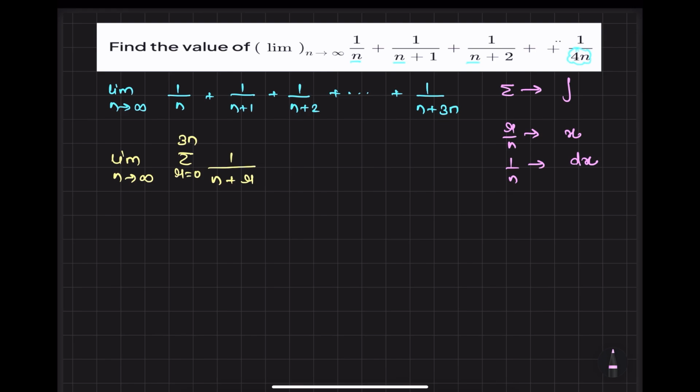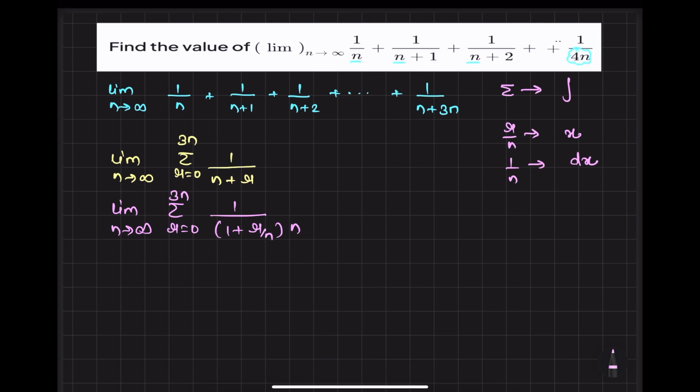To create n below r, I will take n common from the denominator. So limit n tends to infinity summation, r starts from 0 to 3n, and then 1 by 1 plus r by n, and then n. I have taken n common from the denominator. Okay.